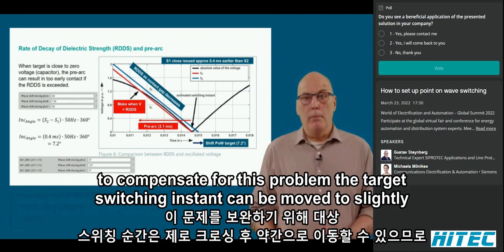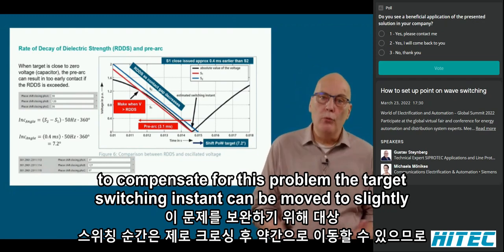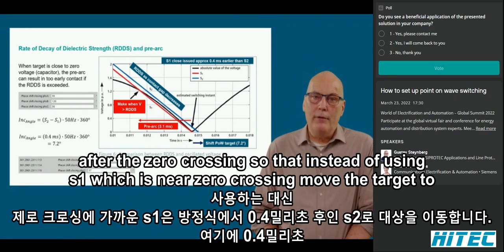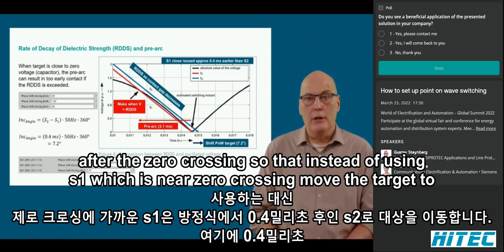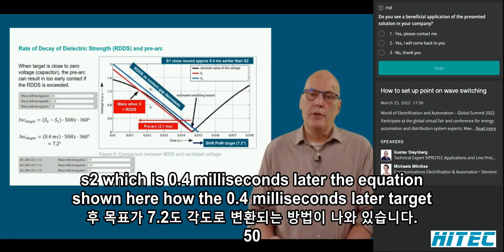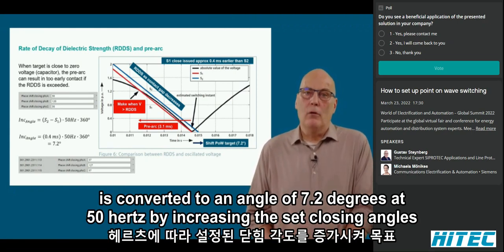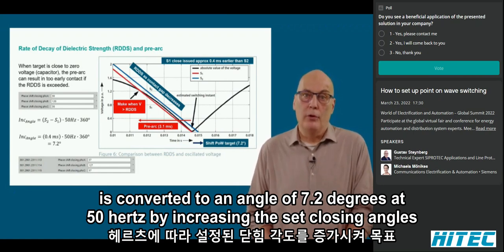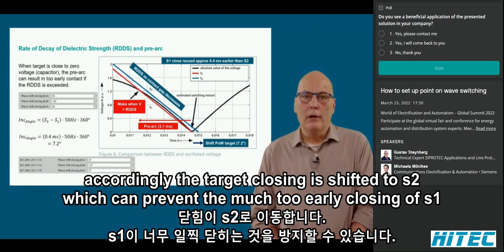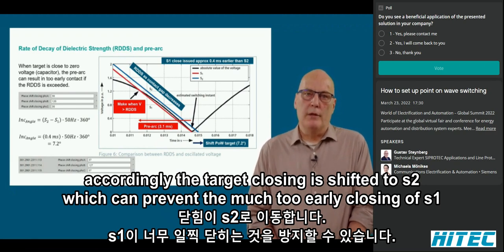To compensate for this problem, the target switching instant can be moved to slightly after the zero crossing, so that instead of using S1, which is near zero crossing, move the target to S2, which is 0.4 milliseconds later. The equation shown here, how the 0.4 milliseconds later target is converted to an angle of 7.2 degrees at 50 Hertz. By increasing the set closing angles accordingly, the target closing is shifted to S2, which can prevent the much too early closing of S1.